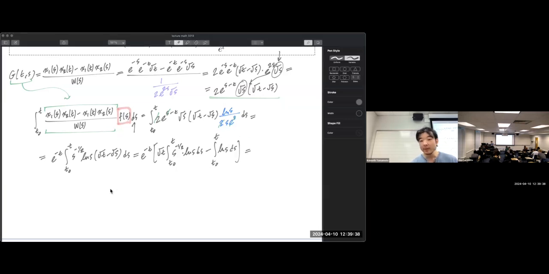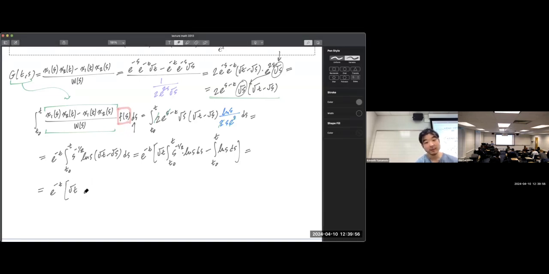Okay. And then you're going to take the integral of these. I'm going to spare us from doing the integration by parts. This integral requires integration by parts. This also requires integration by parts. And so I'm just going to write the result.